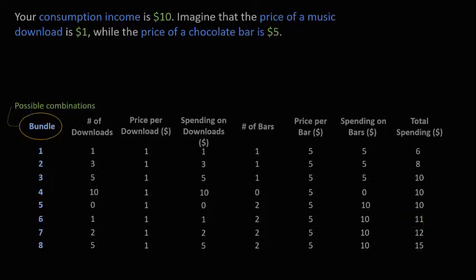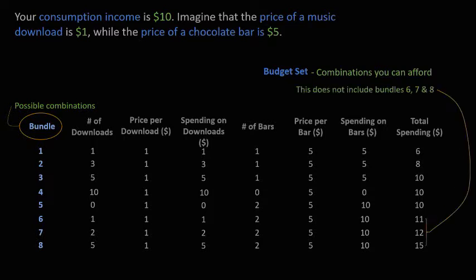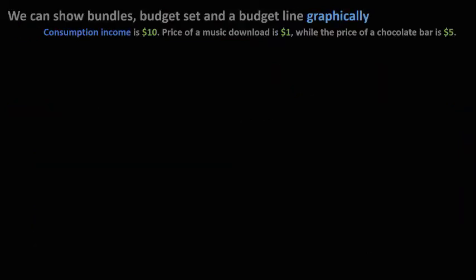Now a bundle represents possible combinations, and there's a bunch more here that we didn't list. What we're interested in, though, is beginning to narrow down these possible bundles. So the first step is to say, well, which ones can we afford? Well, we definitely can't afford 6, 7, and 8 because they're $11, $12, and $15, and we only have $10. Now let's take a look at this.